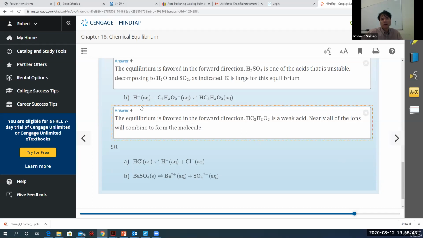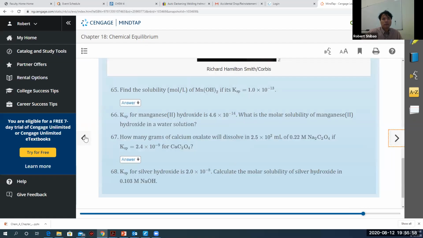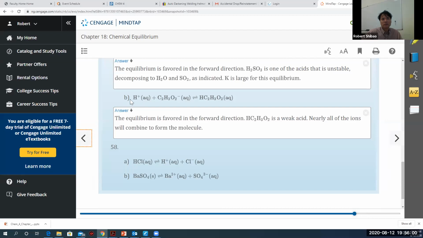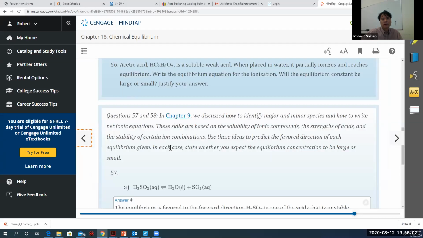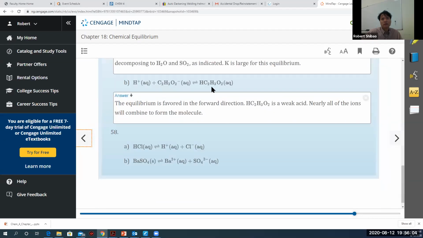The other way of thinking about it is we're going from a strongly electrolytic solution, the ions, to something that's a lot less. It depends on the source of the ions. This particular reaction we'll see in the reverse.